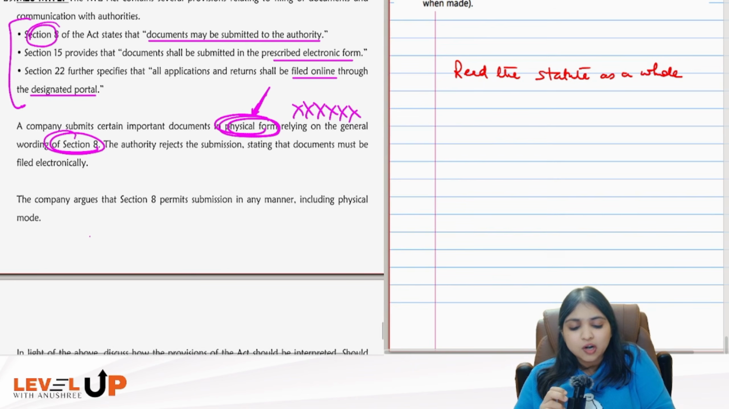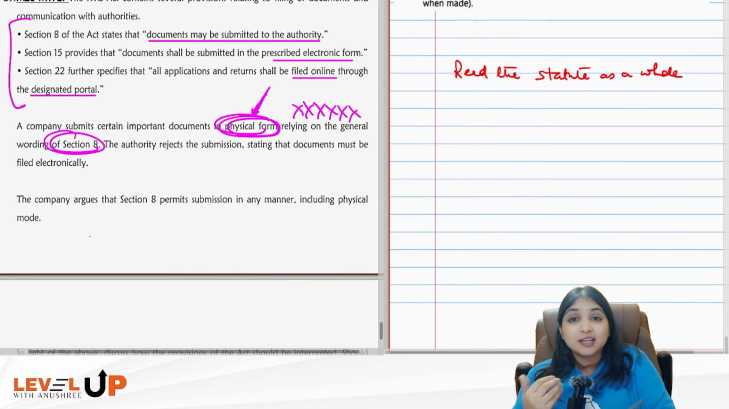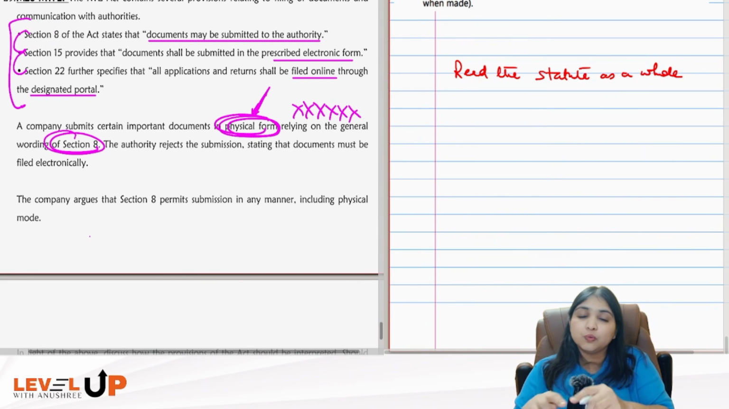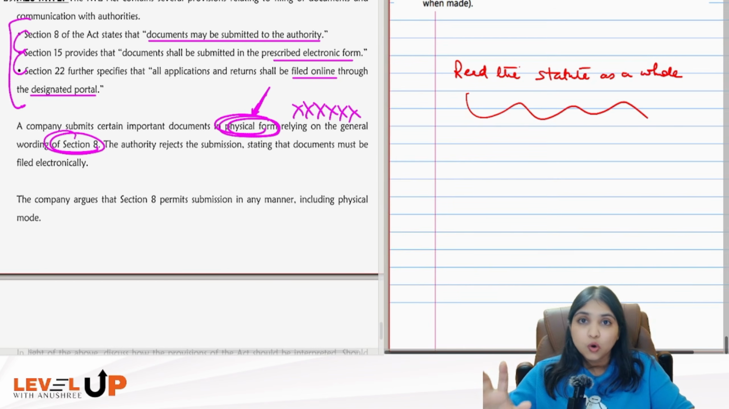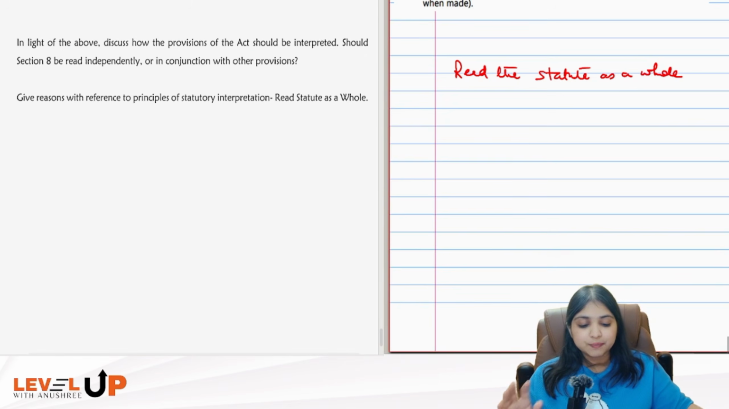Yes, Section 8 does not say the mode, but you can't read Section 8 independently. You have to read Section 8 along with Section 15, along with Section 22. Accordingly, joint interpretation you'll have to make. You'll have to read the statute as a whole. Okay, so this was your question number 29.